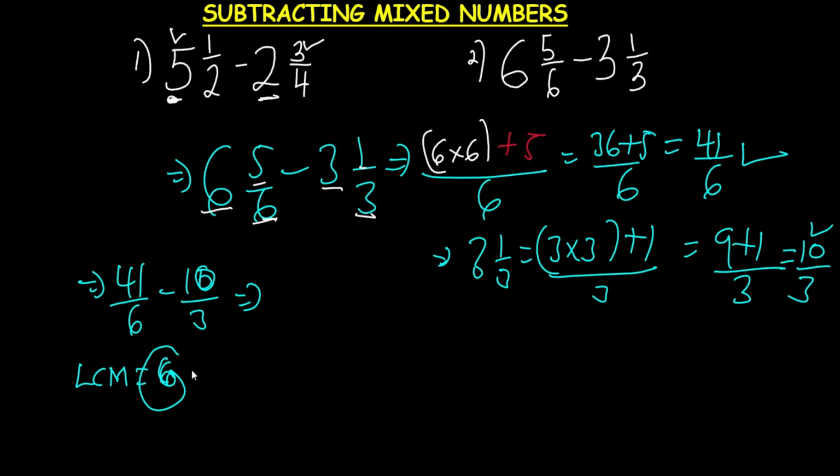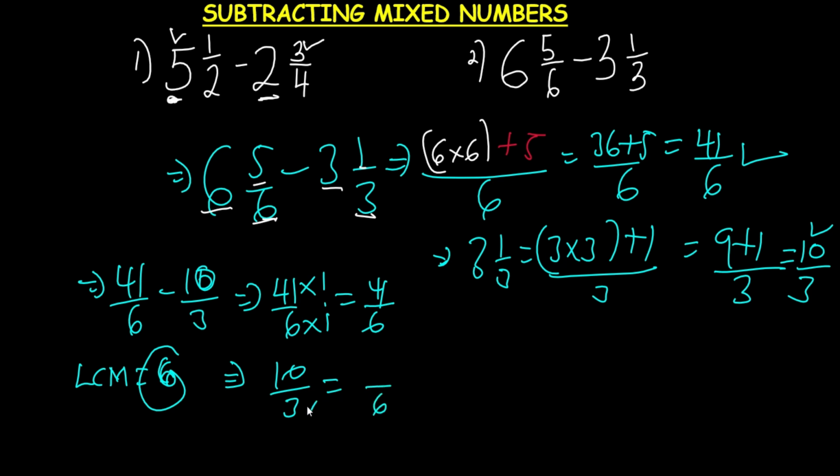Now, the next thing we do is equate each of the improper fractions to the LCM. Here, 41 over 6, we equate it to the LCM, 6. Now, 6 multiplied by what number will give you 6? 6 multiplied by 1 will give you 6. Then you bring the 1 up here again. 41 times 1 is 41. Over here, we know that 10 over 3, then we equate it to the LCM, which is 6. 3 times what number will give you 6? 3 times 2, and over here 2. 10 times 2 is 20. Now we get 41 over 6 minus 20 over 6.